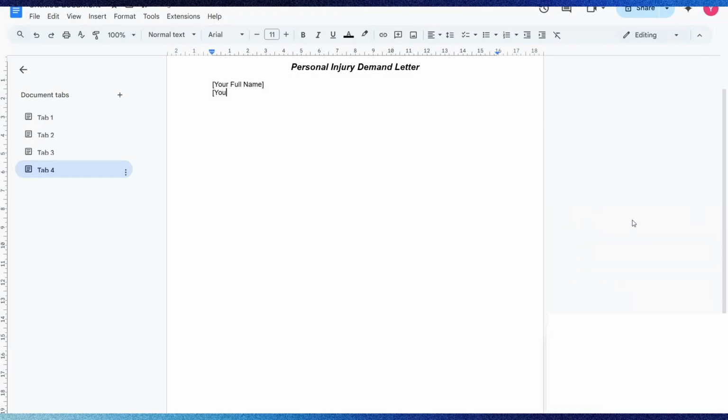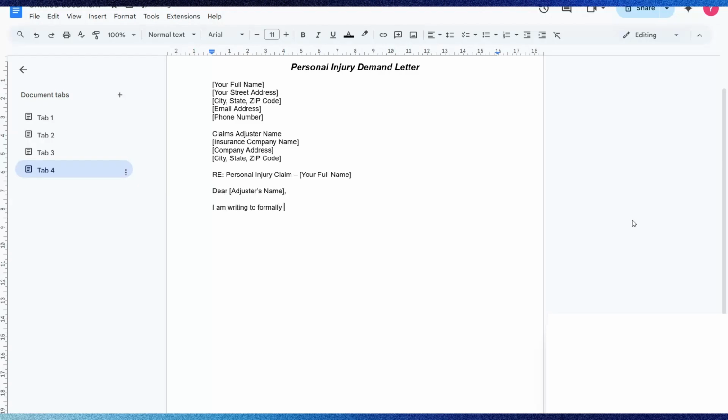You begin your letter by clearly stating your full name, address, contact details and the date of writing. You then address the claims adjuster by name, include the insurance company's information and reference the personal injury claim using your name. This formal introduction sets the tone for your demand and ensures all relevant parties and details are properly identified.